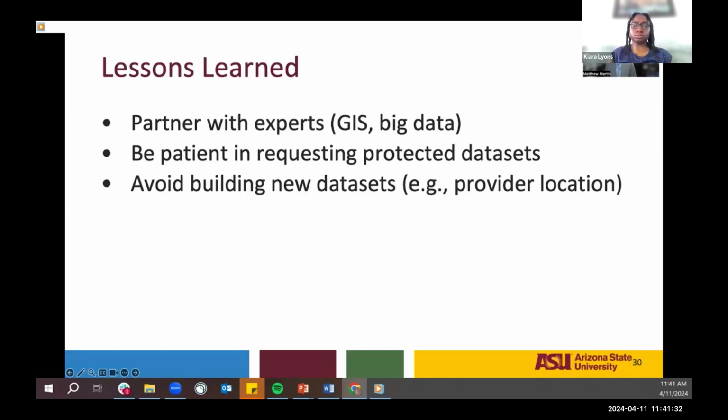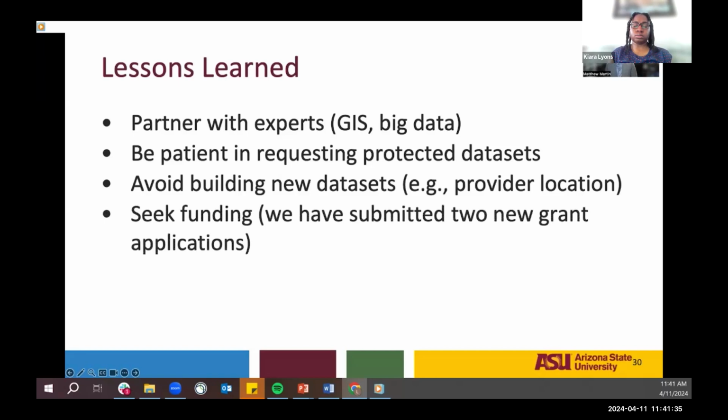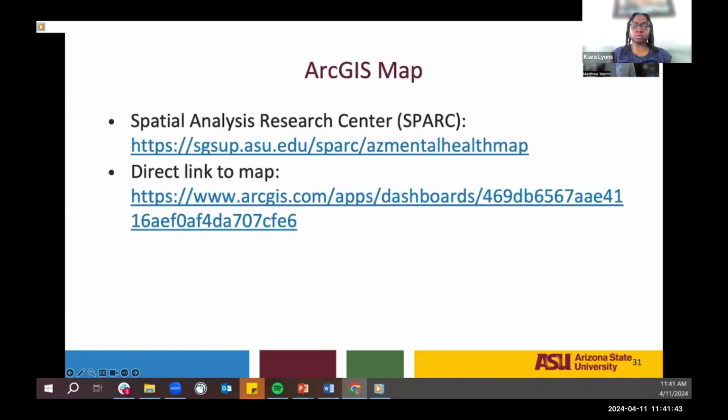So we had to abandon that. And then to seek funding. Funding was really important to support our personnel and to purchase access to the data sets. You can view the ArcGIS maps that we've created. We're continuing to refine them. Data validation is an important step.